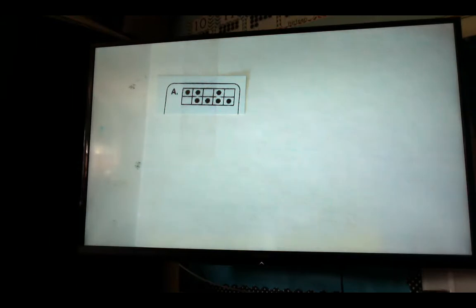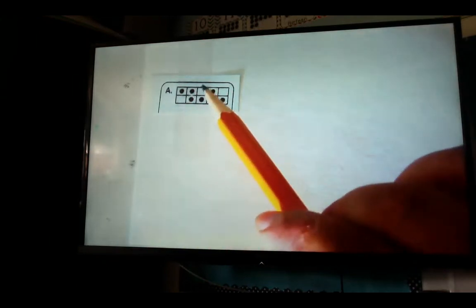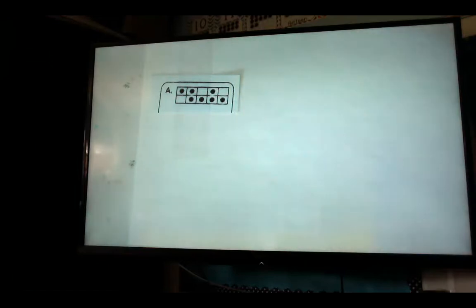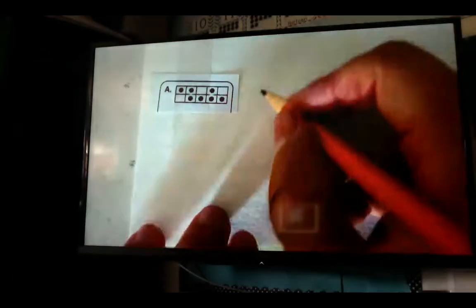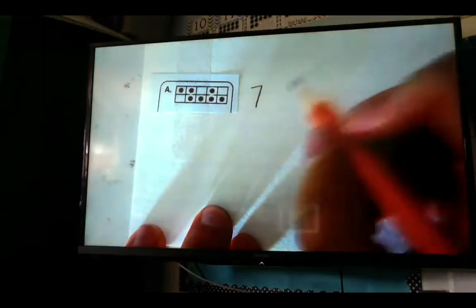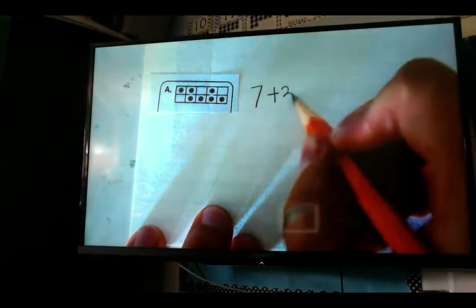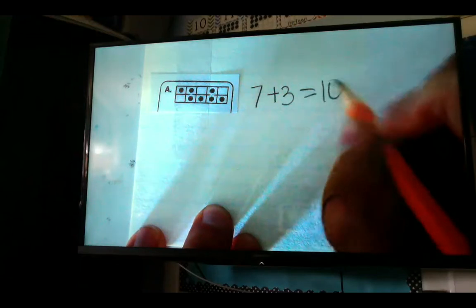So now let's think. How many do we have left before we fill up the 10 frame? There's 1, 2, 3 left. So we know that there are 7, and we need 3 more. So we're going to add 3, and that equals 10.